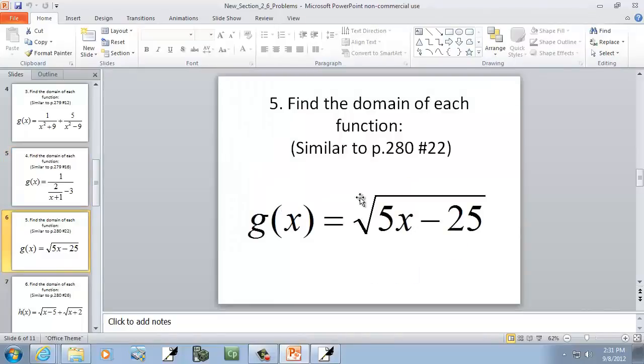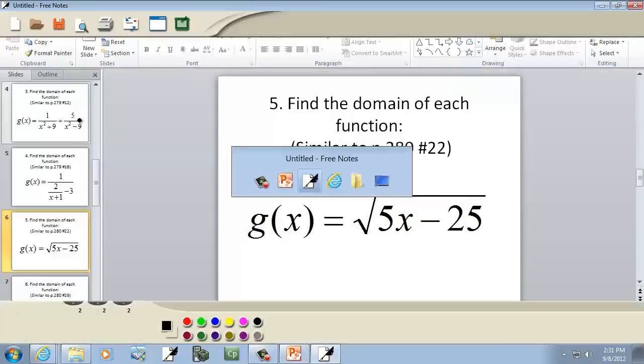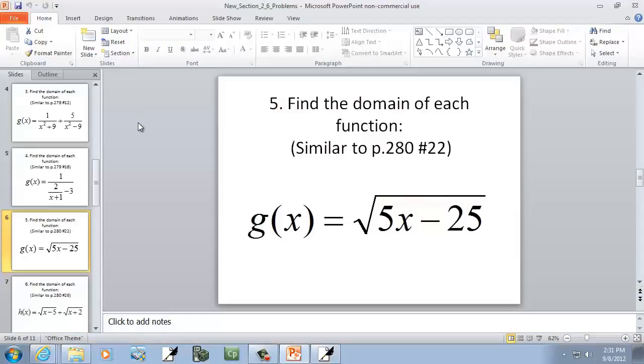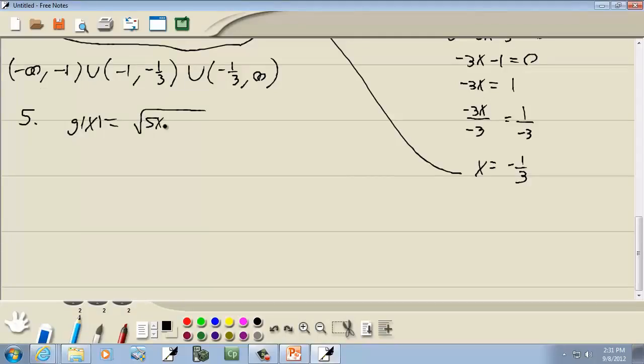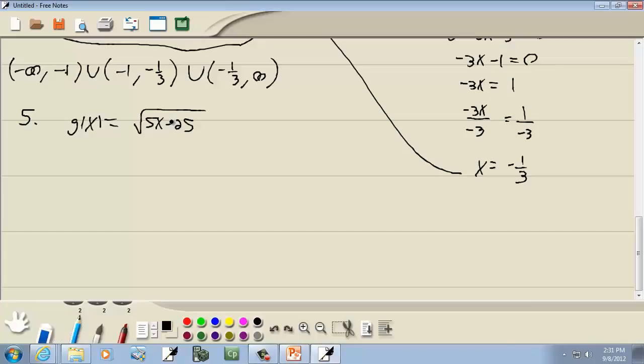Let's take a look at a radical. Here we have g of x is equal to the square root of 5x minus 25. Same instructions, find the domain. Well, this time, this is a radical with an even index. Now, your index is whatever number is in this little slot right here. If there is no number there, it's by default 2. So this is a radical with an even index.